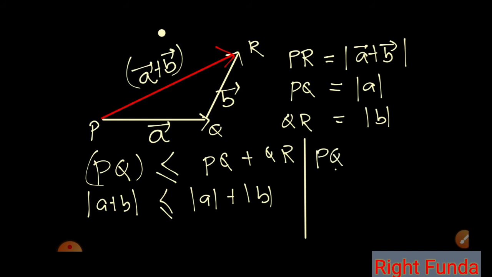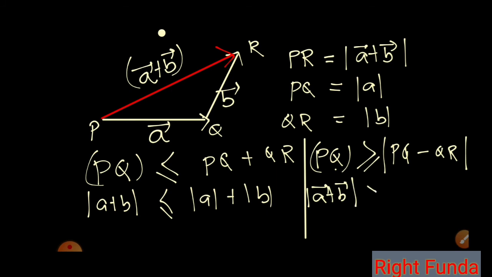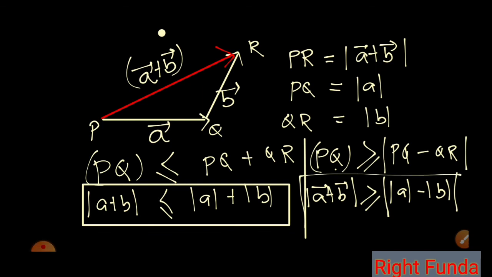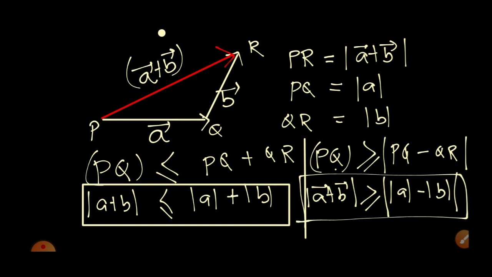So PR has to be greater than or equal to PQ minus QR. But we don't know whether PQ or QR is greater, so we take the modulus of the difference. So we can write that the magnitude of A plus B is greater than or equal to mod A minus mod B, but it may be a negative quantity also, so we take the mod of this again. These two relations have been asked to us to prove: the magnitude of A plus B has to be less than or equal to mod A plus mod B, and greater than or equal to the magnitude of mod A minus mod B. This way I prove this.